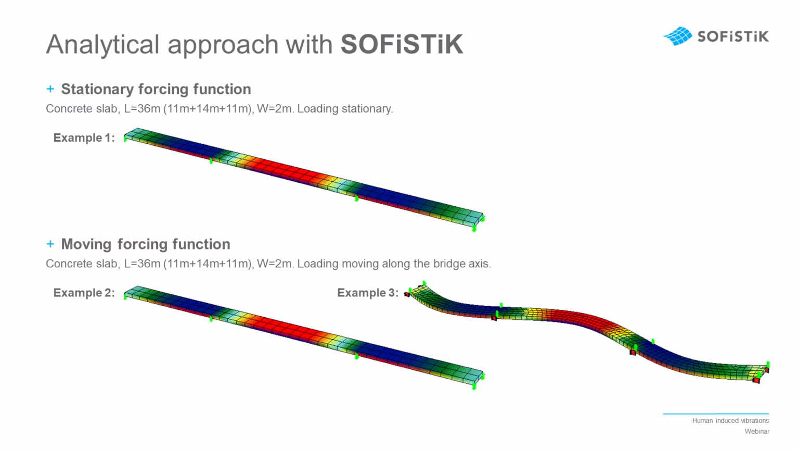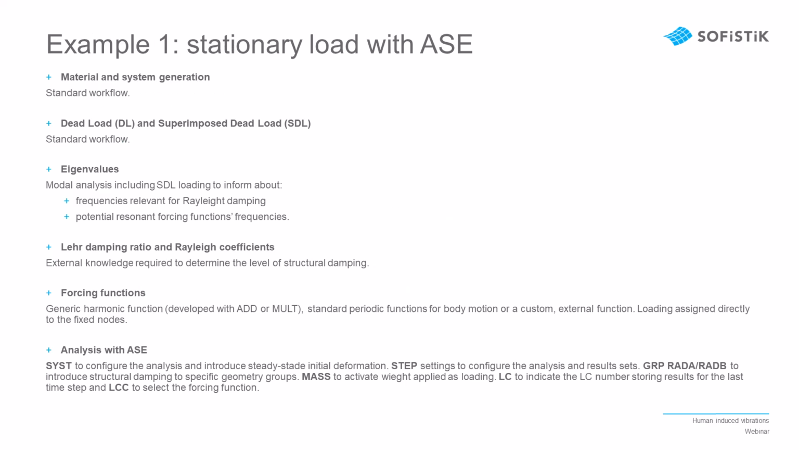We will consider three examples. Example number 1, consisting of a simple straight geometry with concrete slab and 11, 14, and again 11 meter spans. Here, we will consider stationary loading models only. Example number 2, with the geometry identical to that of example 1, but with loading moving along the bridge axis. And example number 3, with the curved geometry and the loading model moving along the bridge axis again. So let's jump into the first example.